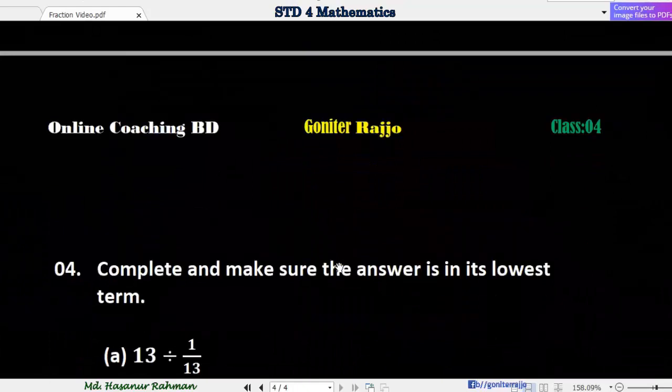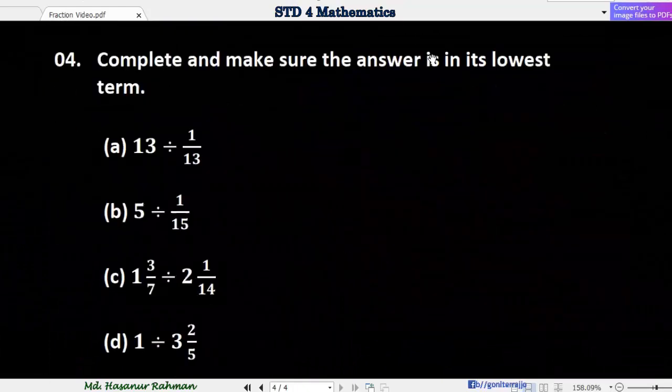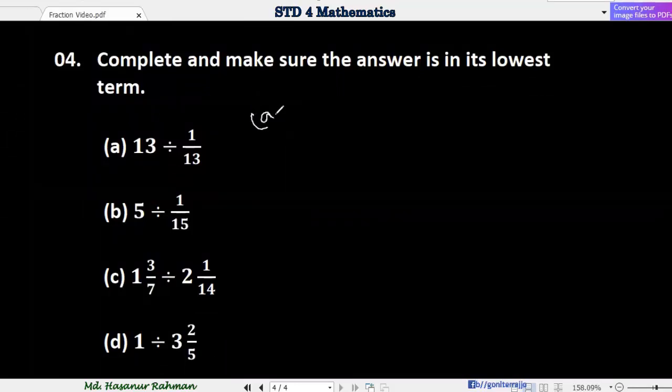Now we have to solve number 4. That is actually the division problem. So number A. Number A says 13 divided by 1 by 13. So we know that if we got this division sign, then we can convert this division into multiplication, and the reciprocal of 1 by 13 should be 13. So 13 multiplied by 13, that should be 169. That is the answer of number A.